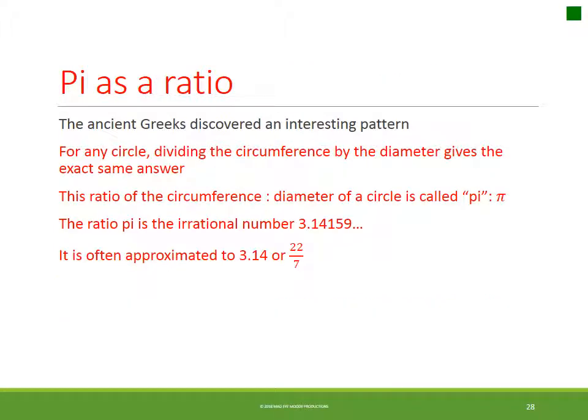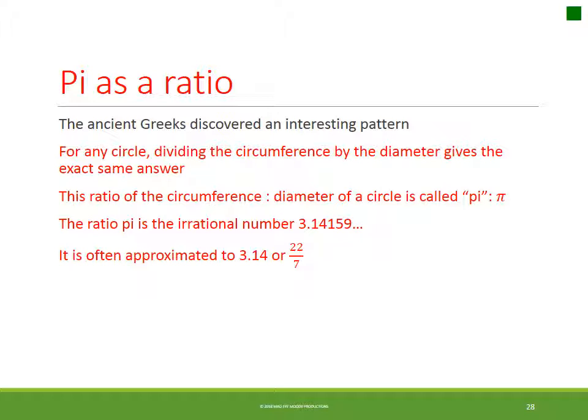There's a special kind of ratio we call pi, and the ancient Greeks discovered this pattern. They figured out, after lots and lots of trial and error, that for any circle in the whole universe, anywhere, no matter what, dividing the circumference by the diameter will give the exact same quotient.